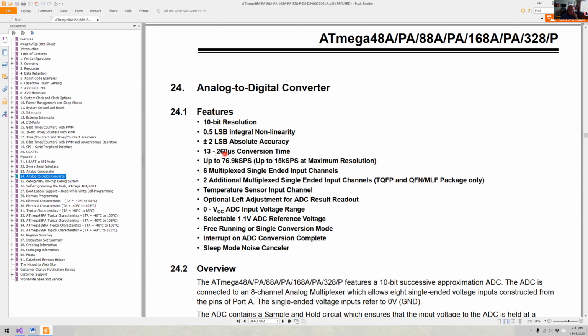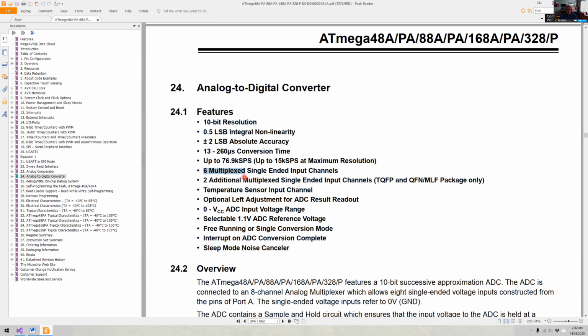Now, it can take a certain period of time to do a conversion. It cannot do it in one cycle. We're going to go over this in detail, actually. That means that, of course, it can only do so many conversions per second. There are 6 multiplexed single-ended input channels. What does that mean? It means that you can plug in 6 different voltages to this analog to digital converter, and you can measure one at a time. Okay, you can't measure all 6 at the same time, because it will switch from one to the other depending on when you want to do the reading, and each one will take a certain amount of time to be read.